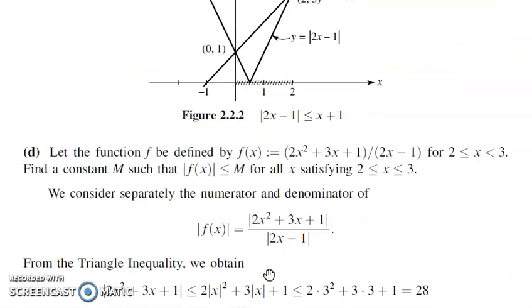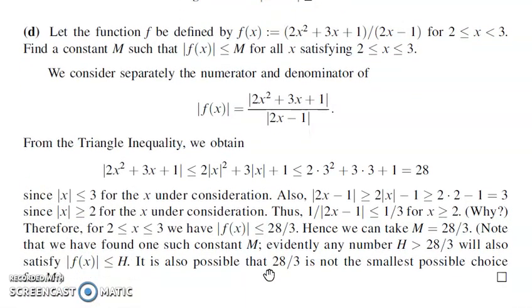Now we move on to the next problem. Next problem is, let f be a function defined as f of x is equal to (2x square plus 3x plus 1) divided by (2x minus 1), where x is in between 2 and 3, where 2 is included. Then we have to find a constant m such that modulus of f of x is less than or equal to m, where x is in between 2 and 3.